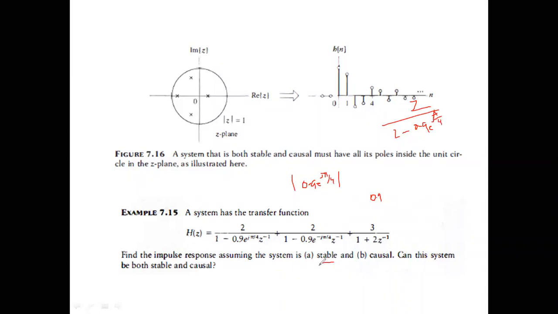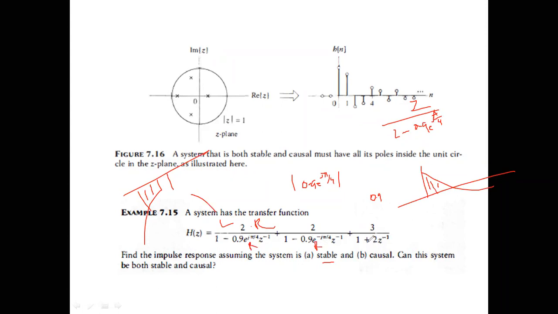So if the system is causal, if the system is stable, and I develop this into a right-sided sequence, since 0.9 is less than 1, it is going to be a decaying exponential. If I develop it into a left-sided sequence, minus 0.9 to the power n e to the power j omega n u of minus n minus 1, then it is going to give me a growing exponential on the left side. That's why I will assume this to be a right-sided sequence.